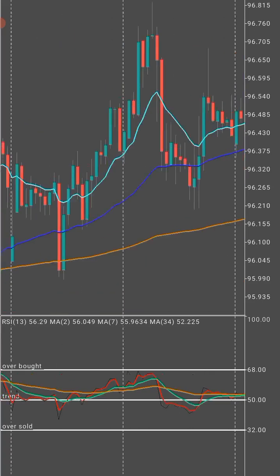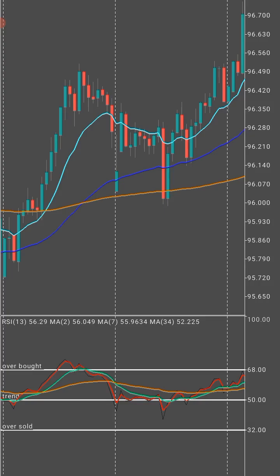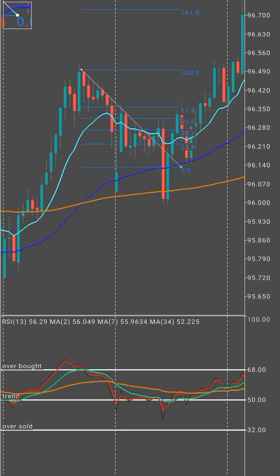Let me reduce this so that we'll see it clearly now. Now look at this quickly. Now let me pick my Fibonacci tool. Look at it.